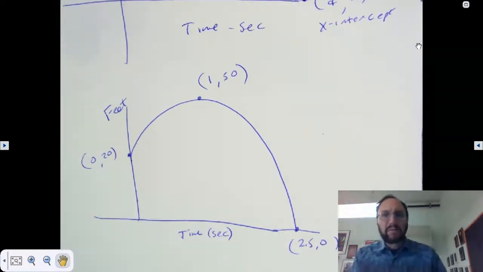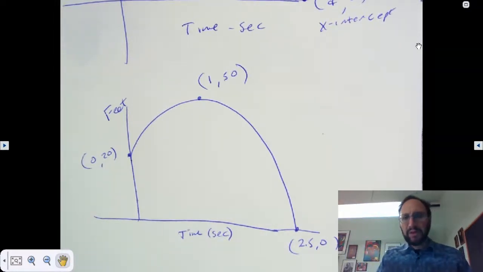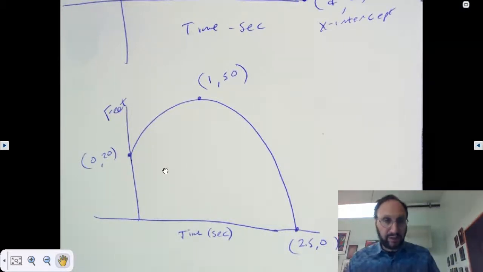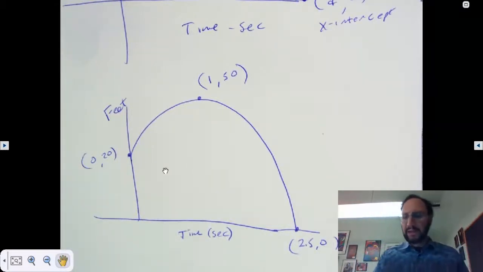So to me, these projectile motion problems are all the same. We need to know the difference between a y-intercept, a vertex, the x value of the vertex, the time, the y value of the vertex in feet, or whatever the distance is, if it's in meters or inches or whatever it is, and then the x-intercept again in seconds.